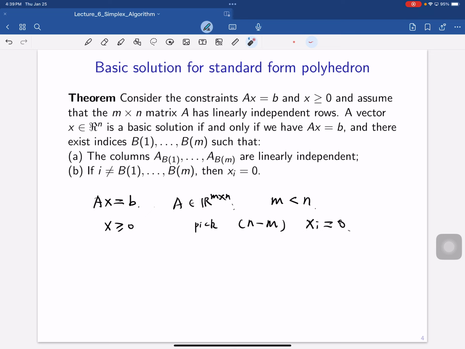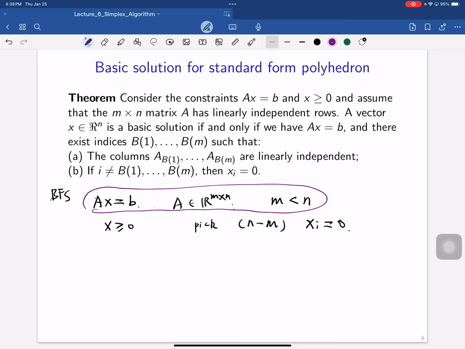Then the theorem is saying something slightly different, okay? So this is one of the definitions of a basic feasible solution, right? You have the inequality holds, right? So those are n minus m of those constraints, and also you need to pick n minus m of those xi's and set them to 0. Now you have n constraints. This is one definition of a basic feasible solution in the standard form. Then the theorem is saying something different.